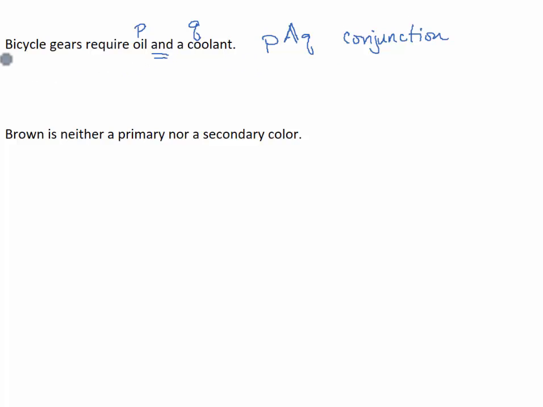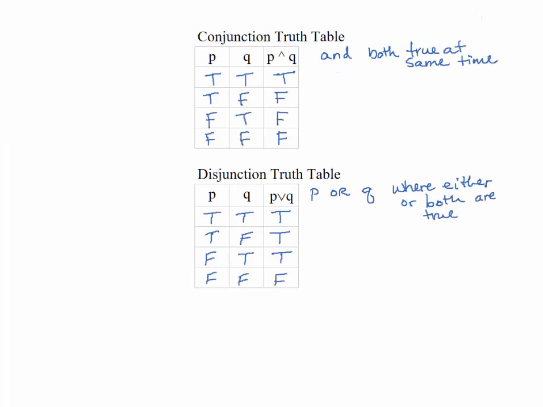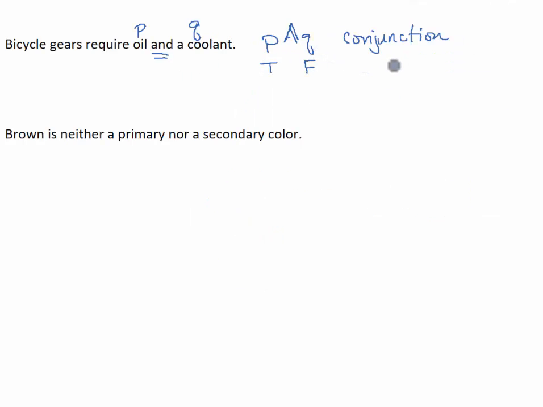So is this statement true? Bicycle gears require oil. Well, that's true. You are supposed to oil them periodically. Bicycle gears require a coolant. I don't know any bicycle gears that require a coolant. So I have true, false for my conjunction table. The overall statement is false because for a conjunction, they both have to be true to make the statement true. So this is a false statement.